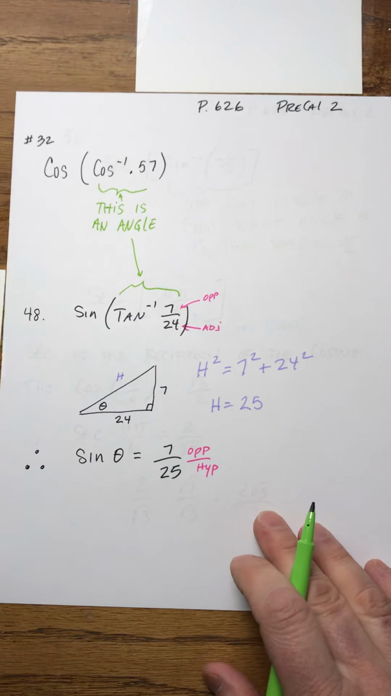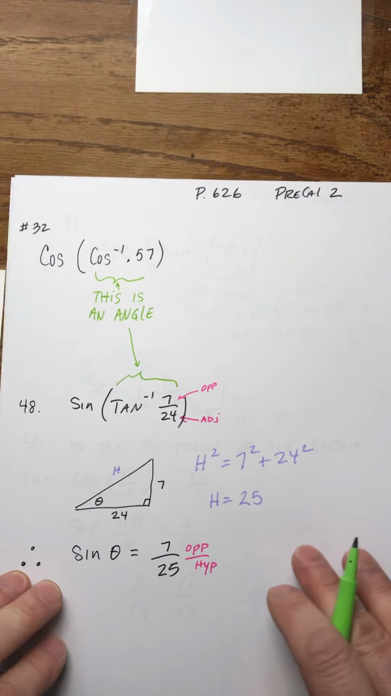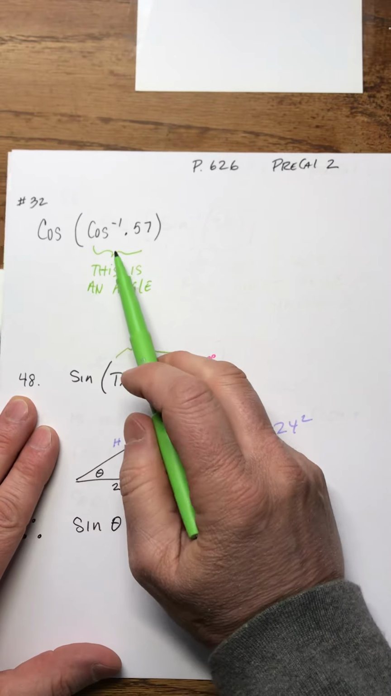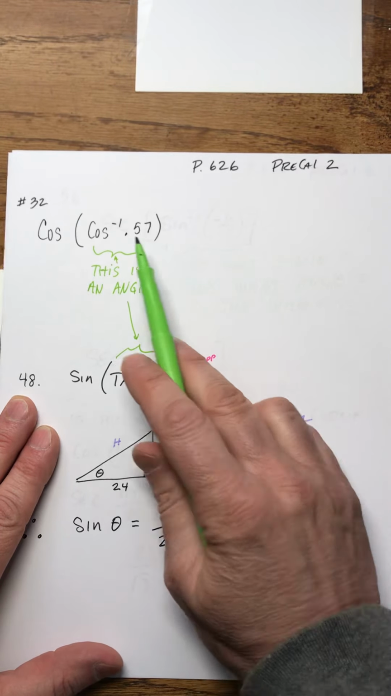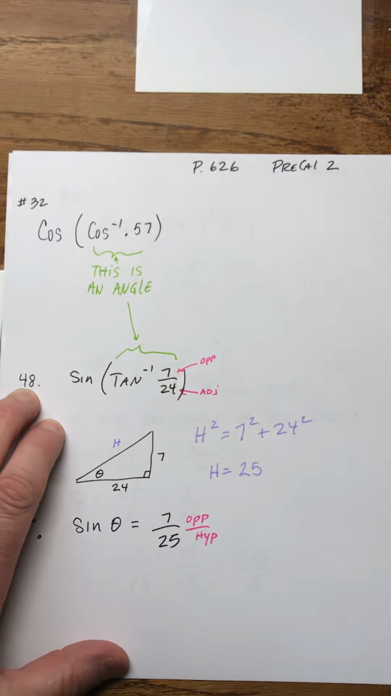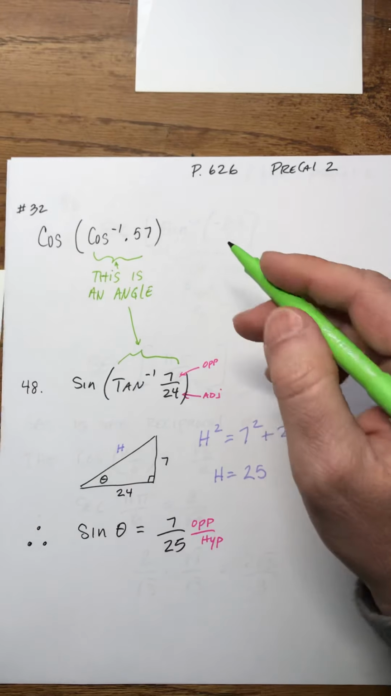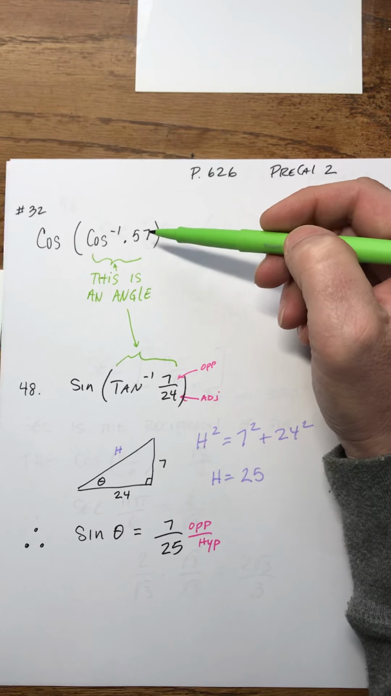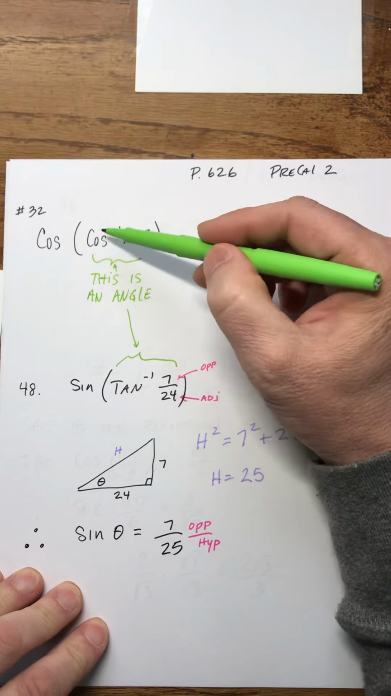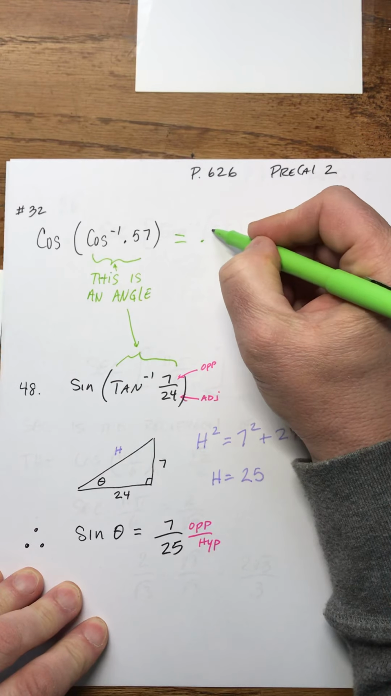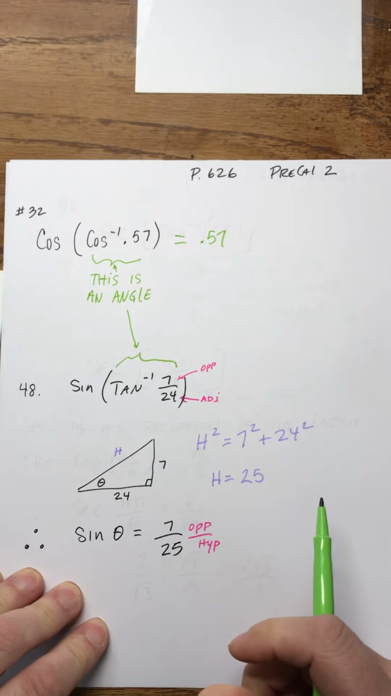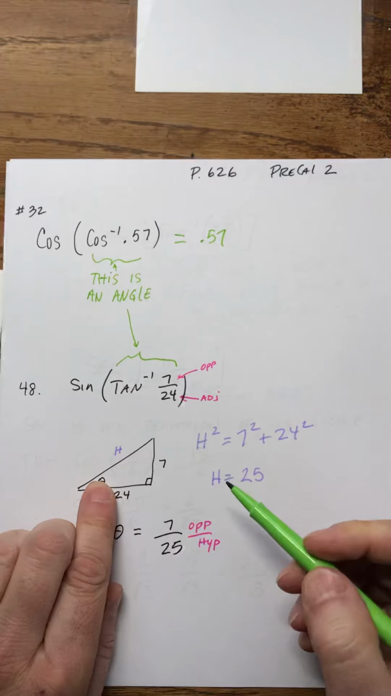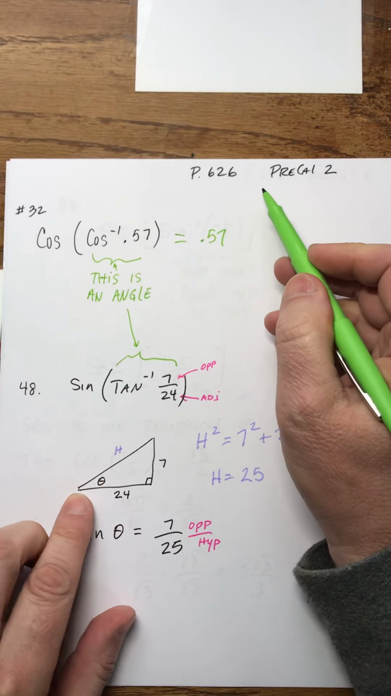The next type of problem that they're asking us about, we're going to jump over to number 32. Just realize that the cosine and the inverse cosine are opposites. In a sense, they kind of cancel each other out. So this one here, understanding that this is an angle, and even though I don't know what it is, the cosine of this angle is going to come out to be just 0.57, because these are opposites, and you'll see a bunch of problems like that, again from page 626.